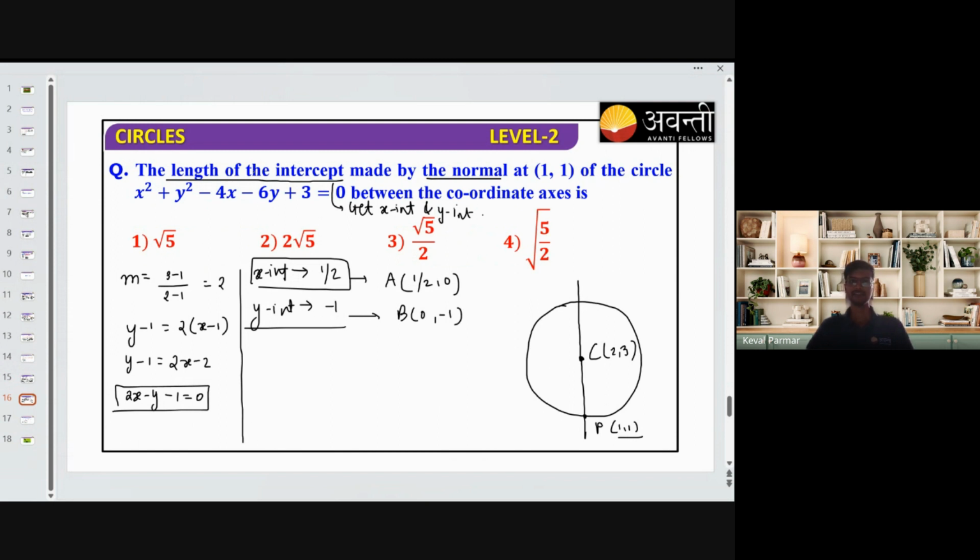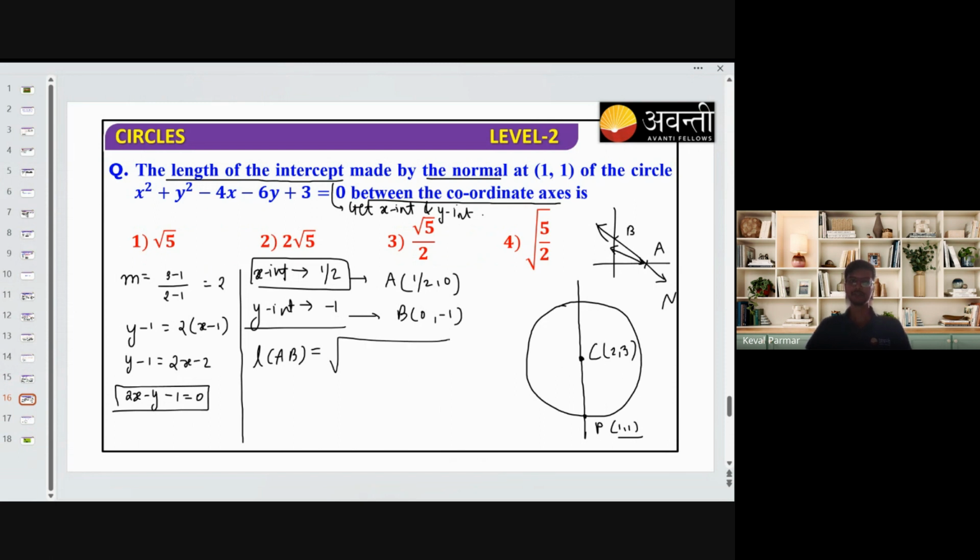Now we have to find the length of the intercept. So the length of intercept means the length of AB. Let me draw a diagram here. So let's say this is the normal, right? This is point A, this is point B. We have to find the length of the intercept between the coordinate axes. That means the length of AB.